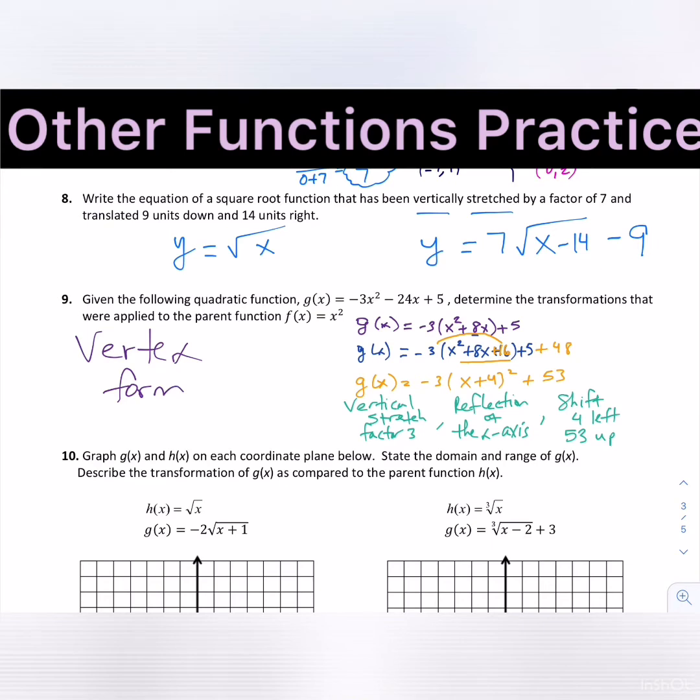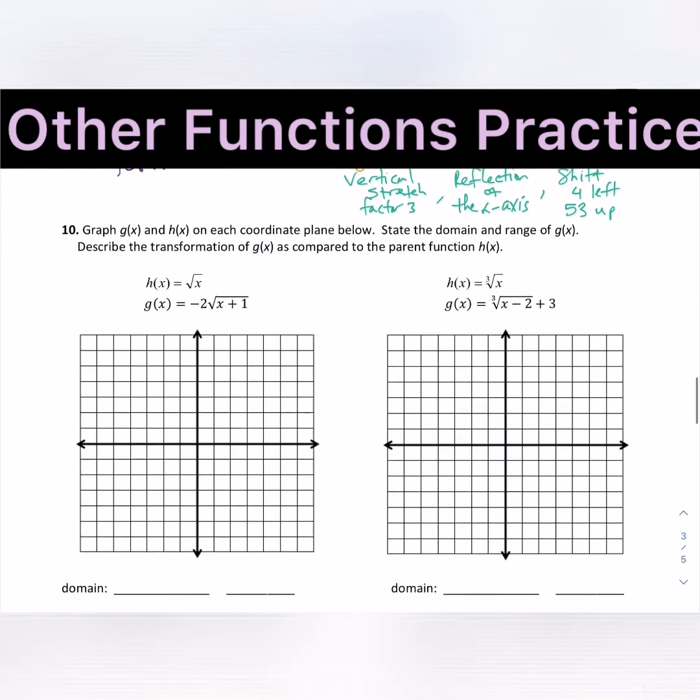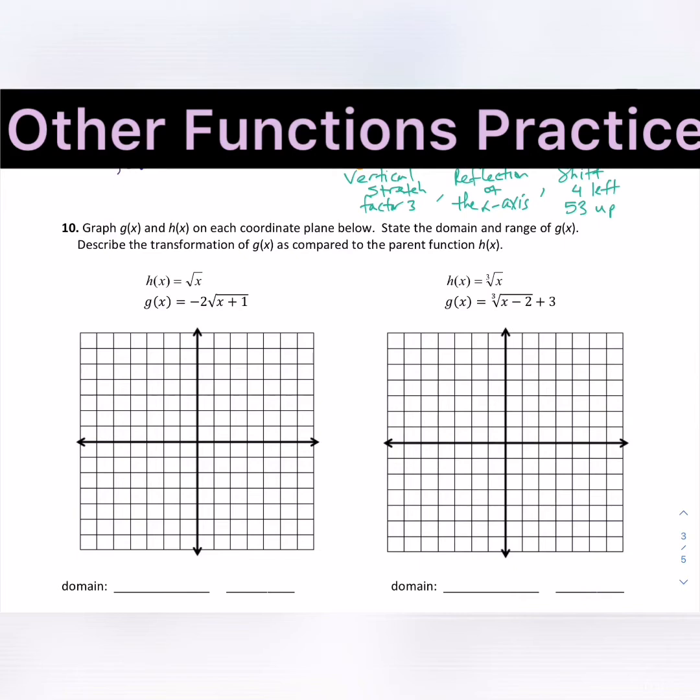So let's move on to number 10, and we shall answer these questions here. Go ahead and pause the video, and then we are going to go through this. All right, so we're going to graph the first one. We know it was shifted left 1, so negative 1, 0 is going to be a point. And for my table of values, I have 0, negative 2. I also have 3, negative 4. And I have 8, negative 6.